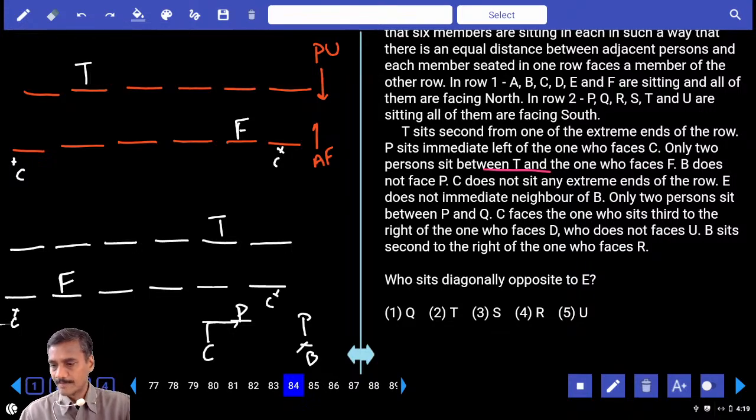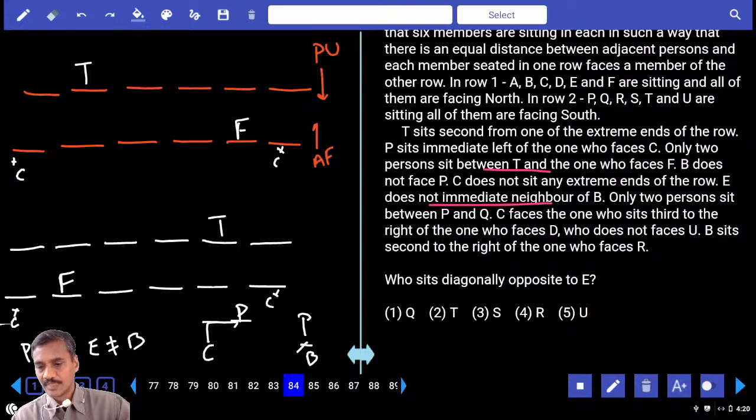And next one, only 2 persons sit between P and Q. And E is not immediate to B. E and B are not adjacent to each other. Now, between P and Q, how many people are there? There must be exactly 2 people between P and Q.